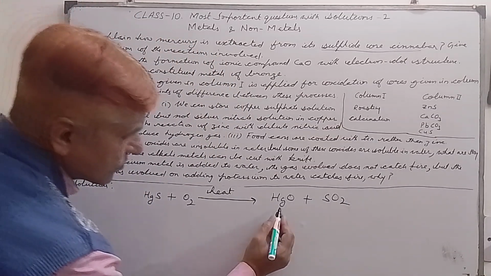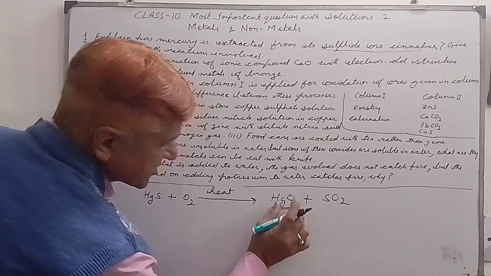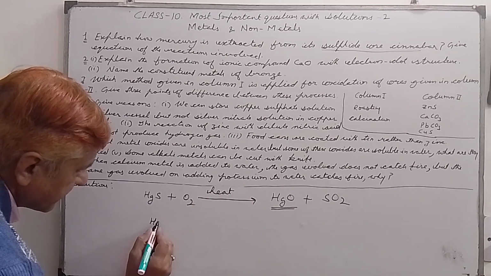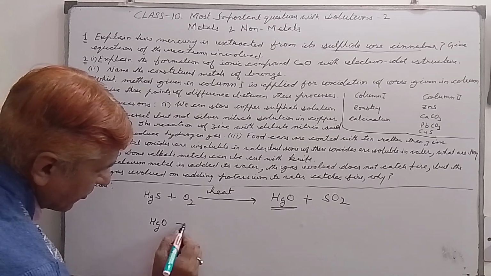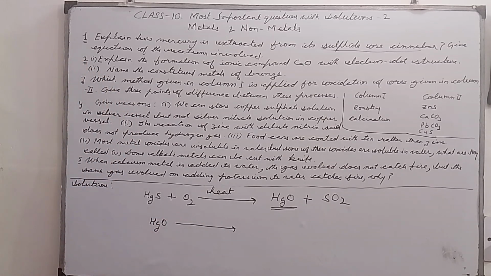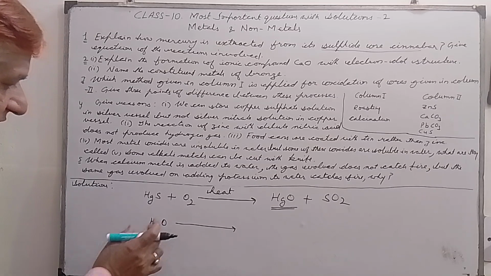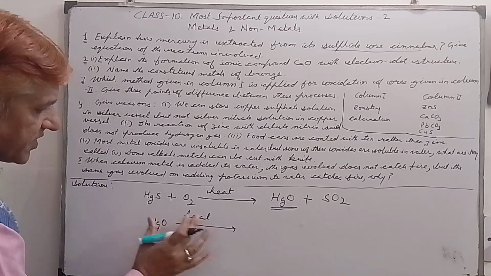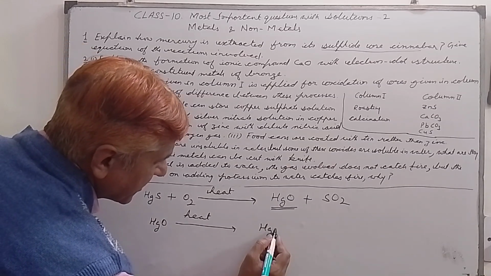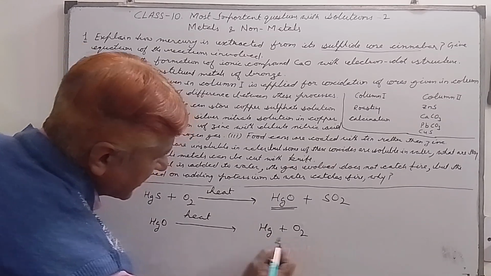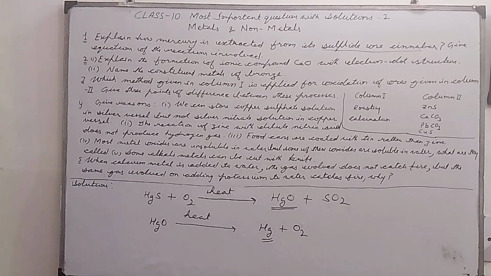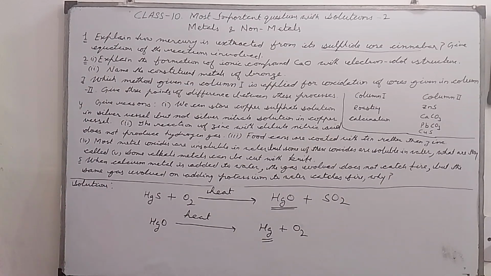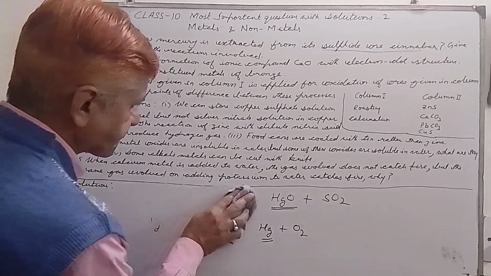After that, my dear students, now we will decompose this mercury oxide. Removal of oxygen is known as reduction. So we will do the reduction of mercury oxide just by heating. We will heat this and it will change into mercury plus oxygen, and mercury gets extracted. So this is how to answer question number 1. Now we have the second question.